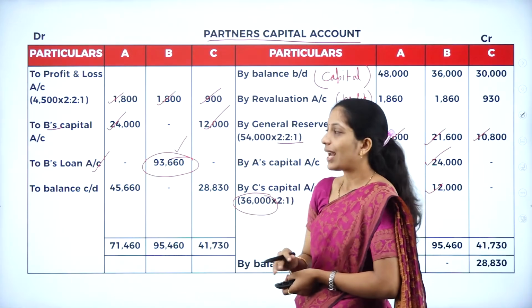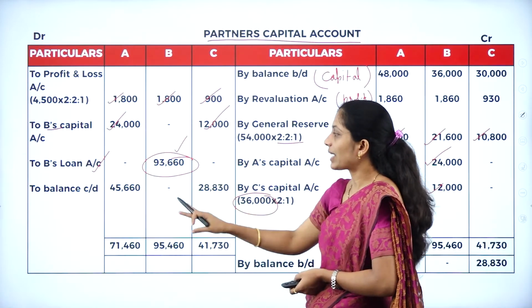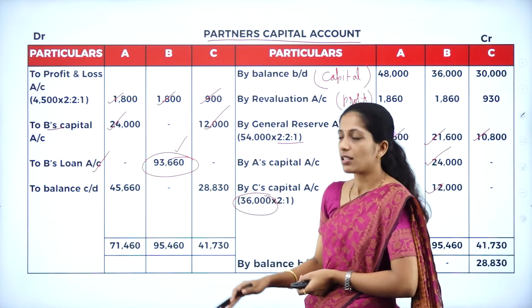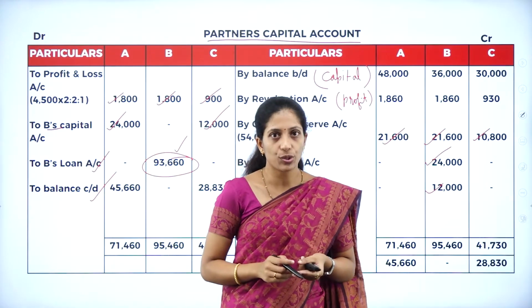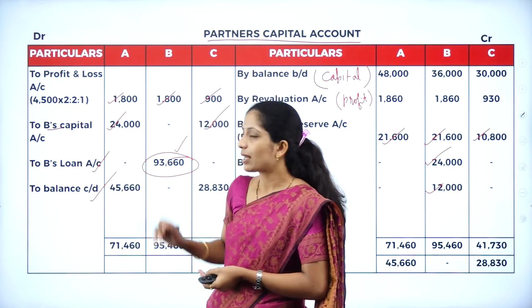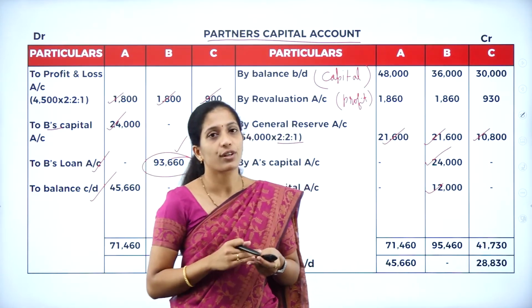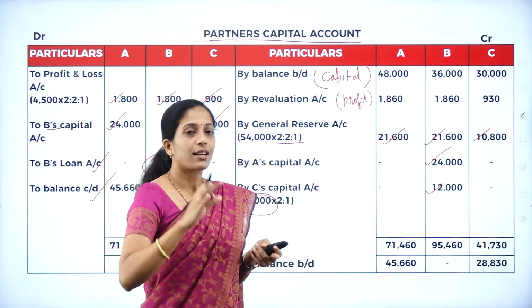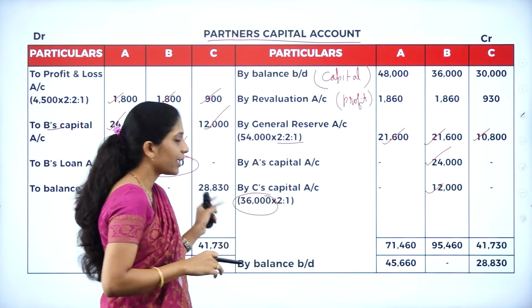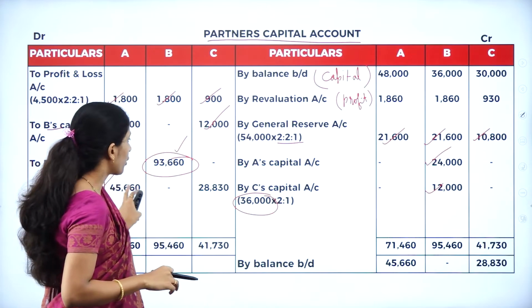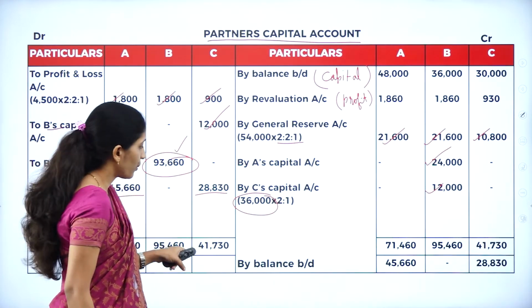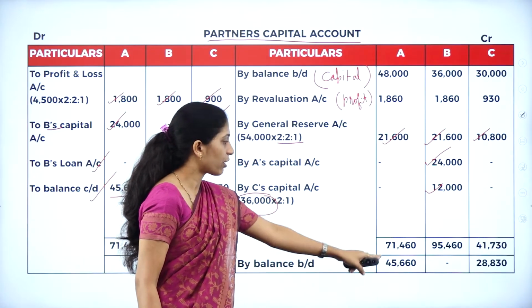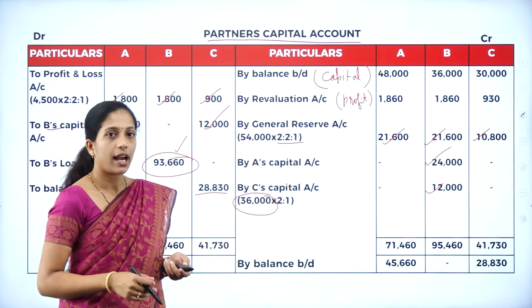Whereas the other partners, that is the remaining partners A and C, their balancing figure has to be carried on because they are going to continue in the future, right? So here the retiring partner's amount has to be transferred to his loan account, whereas the remaining partners' capital has to be carried down. So whatever amount you have carried down here, that is the remaining partners' capital, it has to be brought down once again, 45,660 and 28,830.